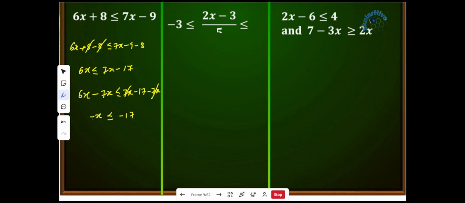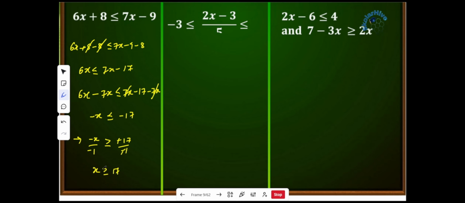Now we got the value of minus x, but we are looking for the value of x, so we'll divide both sides by minus 1. While dividing the inequality by a negative number, we must reverse the sign. So x divided by minus 1, and since this number is negative, the inequality sign should be reversed. Negative 17 divided by negative 1. So this is x greater than or equal to 17.